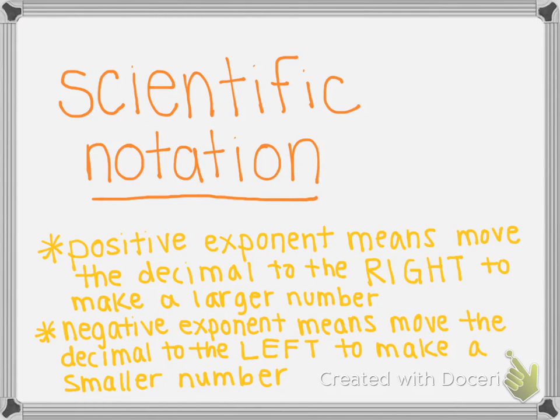Alright, so with scientific notation, you've got exponents, and you need to remember that a positive exponent means that you move the decimal to the right to make a larger number. So positive moves to the right, a larger number, and a negative exponent means that you move the decimal to the left to make a smaller number. And I'll show you what that means.